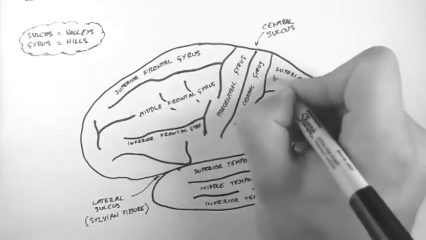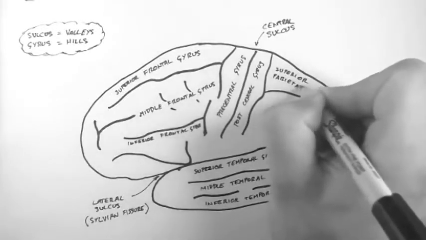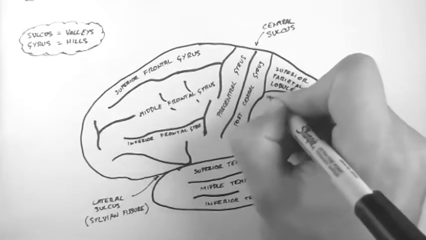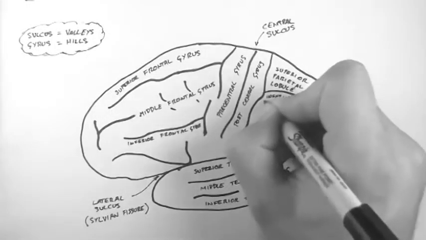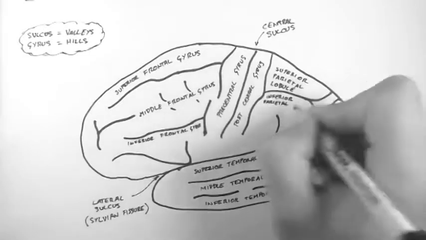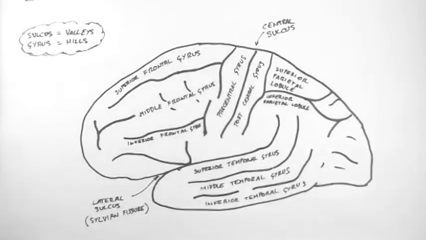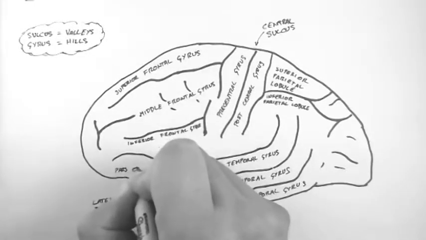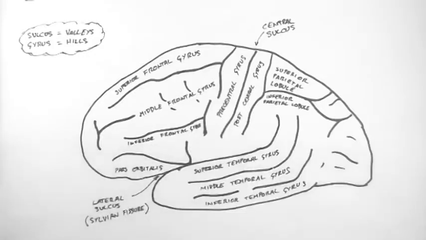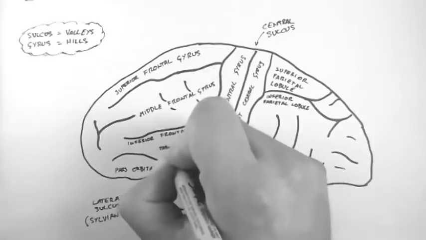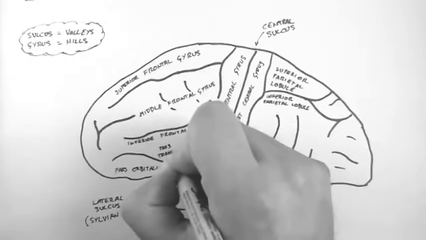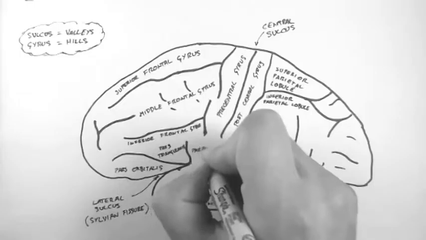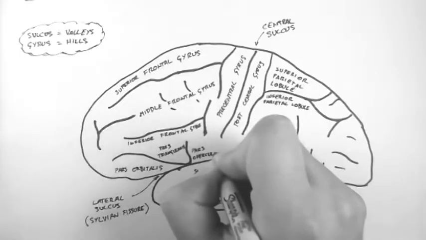Up here we have the superior parietal lobule, and below it we have the inferior parietal lobule. Down here we have the pars orbitalis, and here is called the pars triangularis, and here is the pars opercularis.